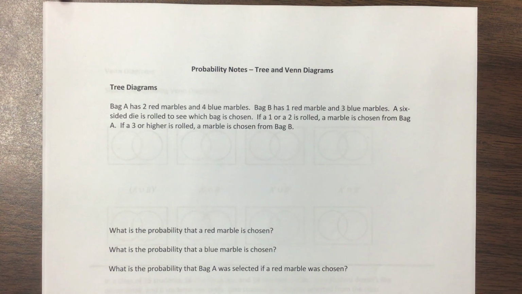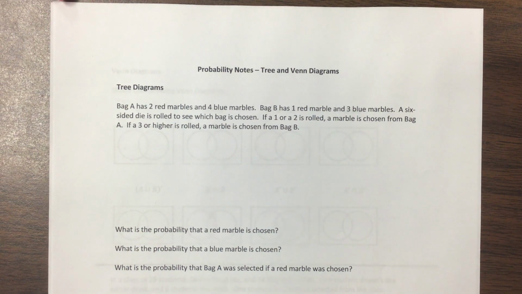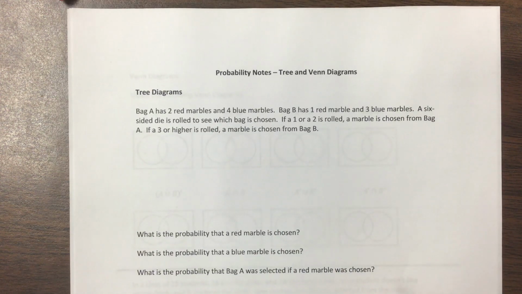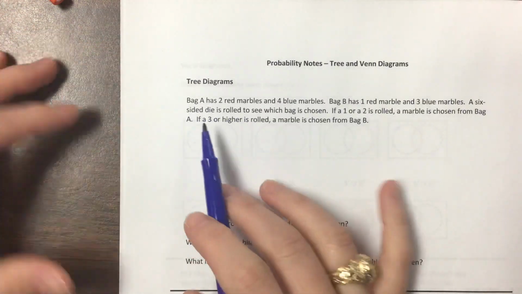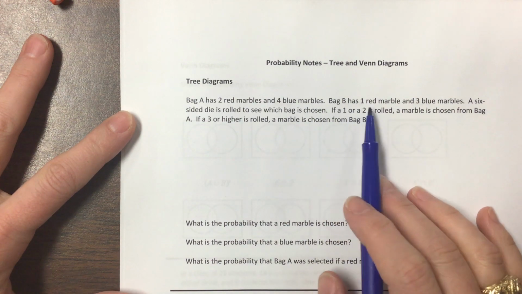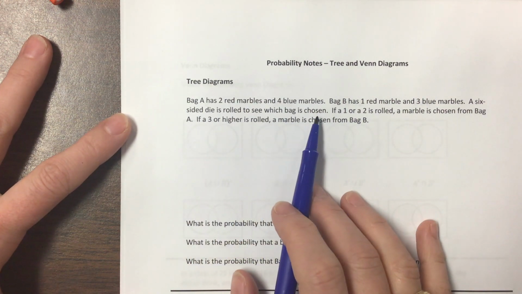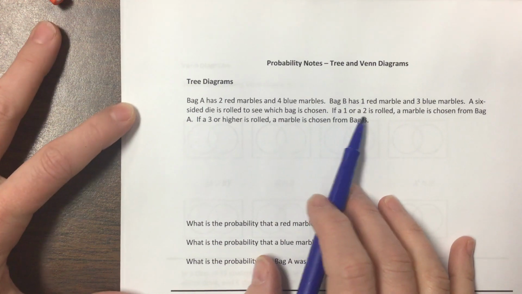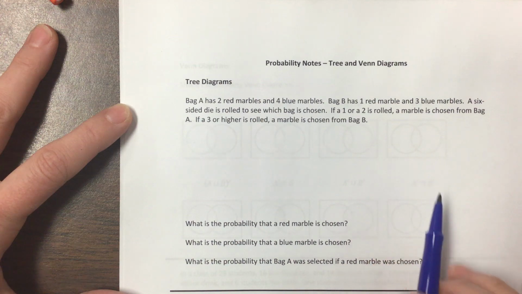before that happens. So this is the tree diagram and Venn diagram notes for probability. With tree diagrams, we'll do something like this example. Bag A has 6 marbles: 2 red, 4 blue. Bag B has 1 red, 3 blue. A 6-sided die is rolled to see which bag is chosen. If a 1 or 2 is rolled, a marble is chosen from bag A. If a 3 or higher is rolled, a marble is chosen from bag B.